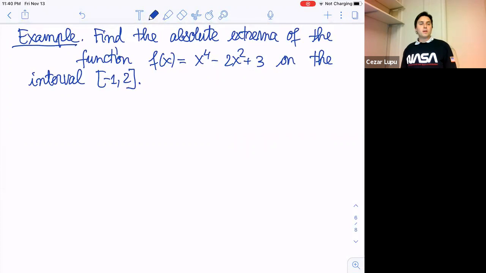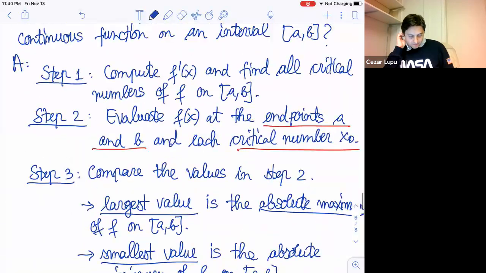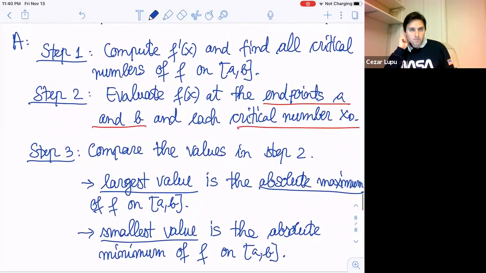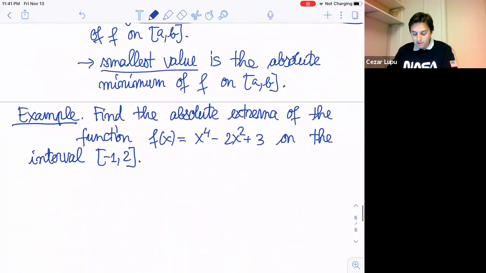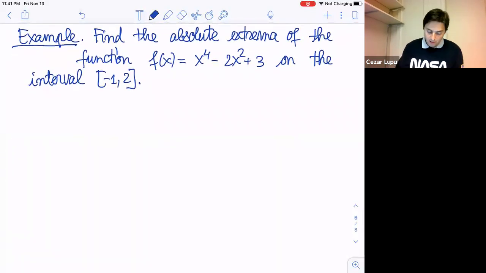As we suggested in our algorithm, the first thing we need to do is compute the derivative of f and find all critical numbers of f on that interval. Then in step 2, we'll evaluate f at those critical numbers, and also at its endpoints. Then we'll decide which one is larger. That's basically what this is all about. All right, let's do it. But first, we compute the derivative.